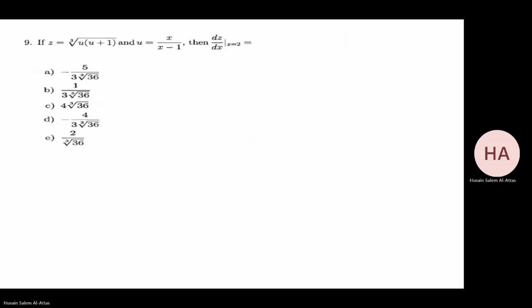If x equals this, and u equals this, find dz by dx. dz by dx is dz over du, z is a function of u, times du by dx, and u is a function of x. So we need to find dz by du.